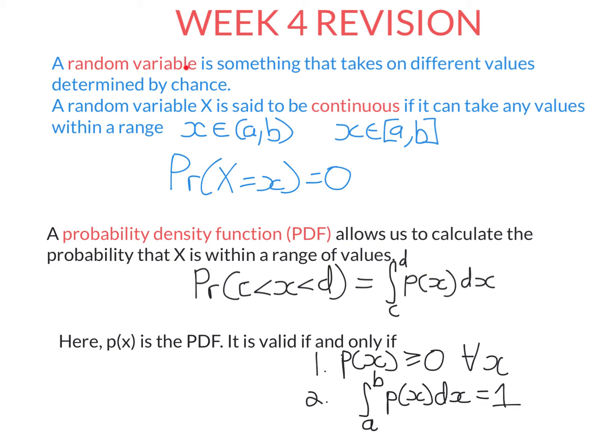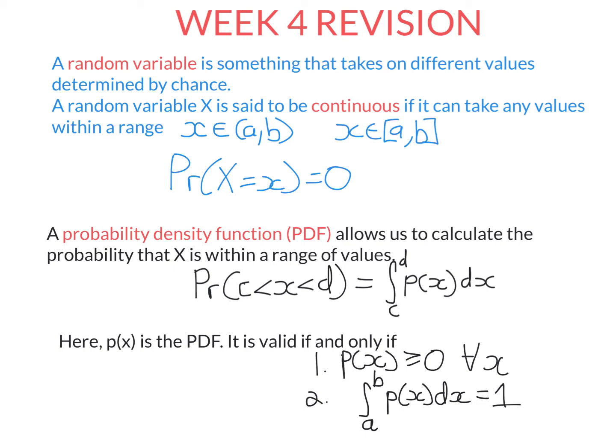So a variable is something whose value changes. A variable is random if the value it takes is determined by chance. So this semester we're looking at continuous random variables. These are random variables that can take any value within a range.